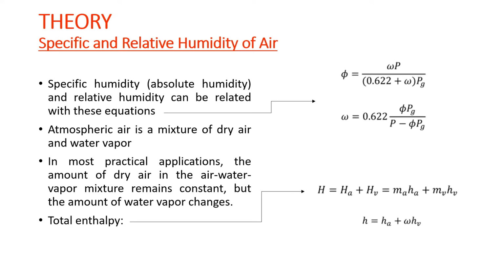Atmospheric air is a mixture of dry air and water vapor, and thus the enthalpy of air is expressed in terms of the enthalpies of dry air and the water vapor. In most practical applications, the amount of dry air in the air-water vapor mixture remains constant, but the amount of water vapor changes. Therefore, the enthalpy of atmospheric air is expressed per unit mass of dry air instead of per unit mass of the air-water vapor mixture. The total enthalpy, an extensive property of atmospheric air, is the sum of the enthalpies of dry air and the water vapor, and the last equation can be found by dividing by m sub a.